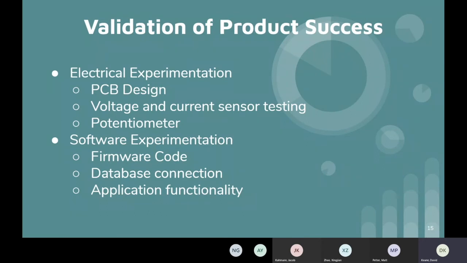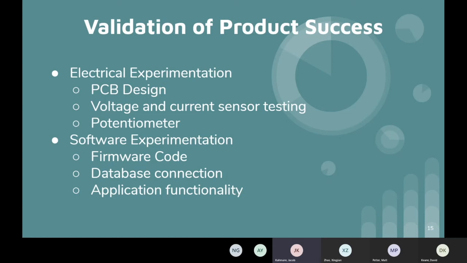On the voltage sensor, there was also a potentiometer, which allowed us to dial voltages with respect to the experimental values from the tuned instruments. This allowed us to make sure that the voltage that we were measuring matched the voltage that was being seen by the load. For the software experimentation, first we'll start with our firmware code.